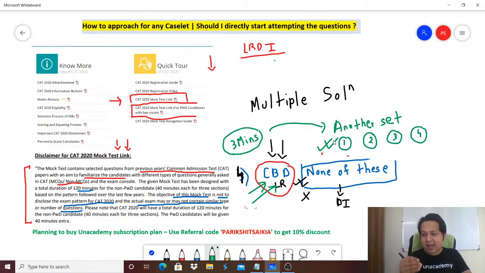But definitely, I do not say directly attempt the questions. What I say is definitely read the questions, glance at the questions, and accordingly decide whether you will solve the caselet or you will not solve the caselet. Trust me, it is going to make wonders if you're going to follow this.